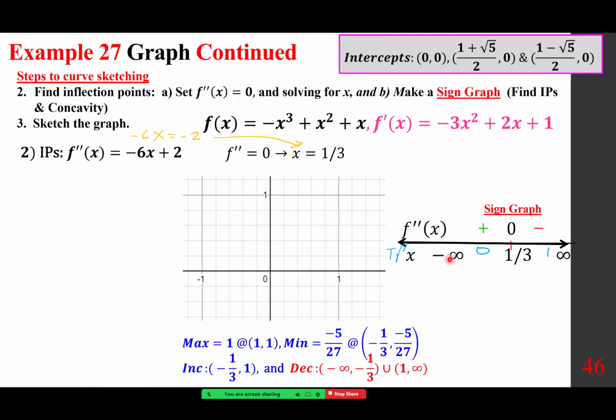Positive means concave up from negative infinity to 1/3. Negative means concave down from 1/3 to infinity. Because of the change, inflection point takes place at 1/3. Put it back into the original function and evaluate.